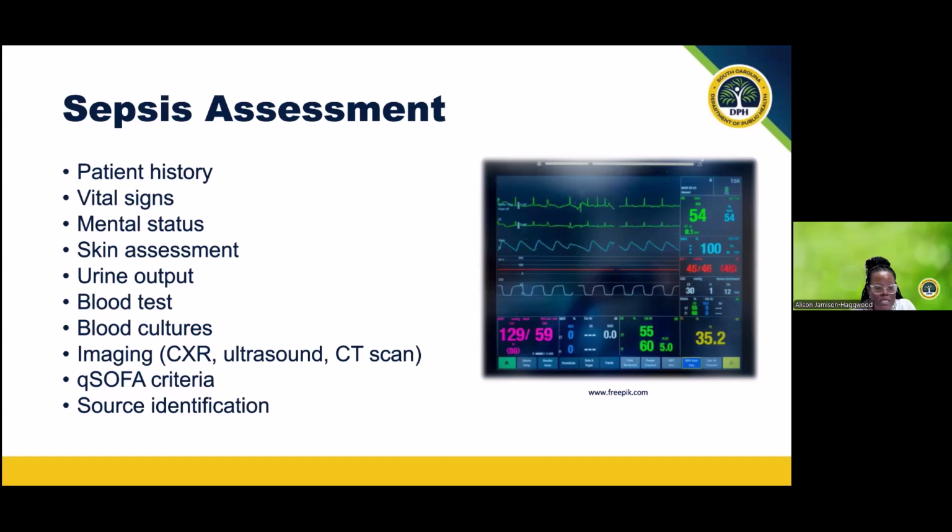And then source identification. Carefully assess for all possible sources of infections. And then just like I mentioned earlier, just knowing who is more susceptible and at higher risk for developing sepsis. And I can't stress enough, early identification is so important.